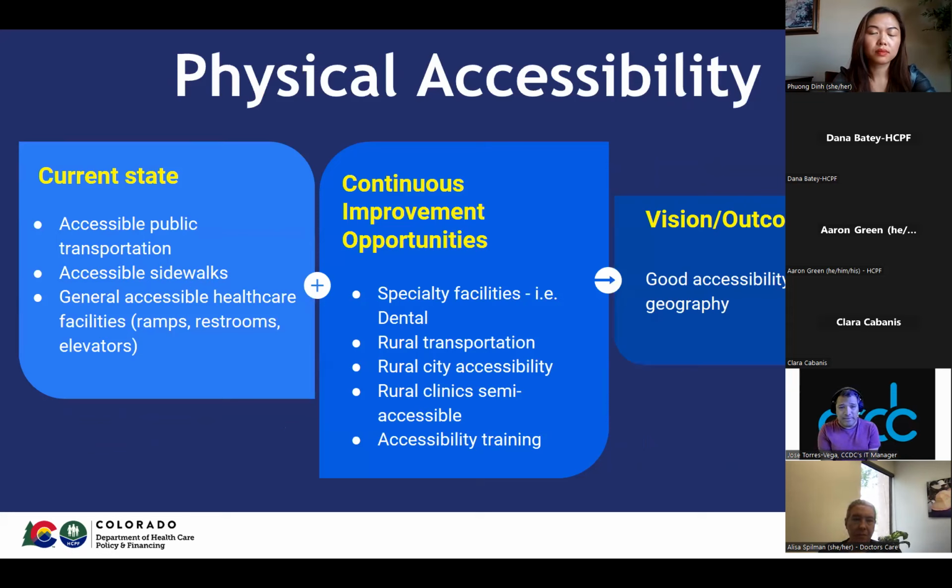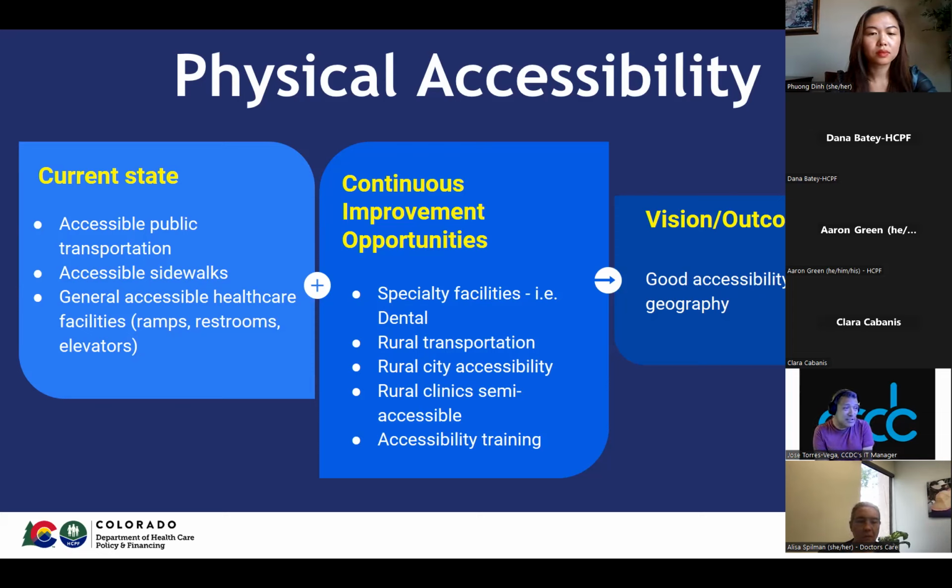So starting with physical accessibility, which obviously is, I guess, the easiest for those of us who work in the field all the time. I'm going to present the current state, what could be improved, and what should be in the future, our vision or outcome.